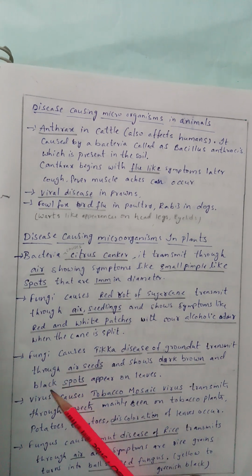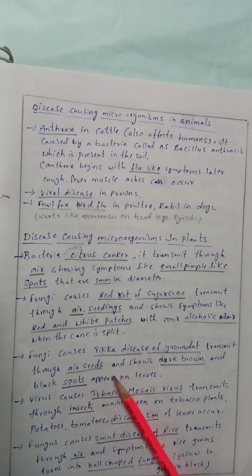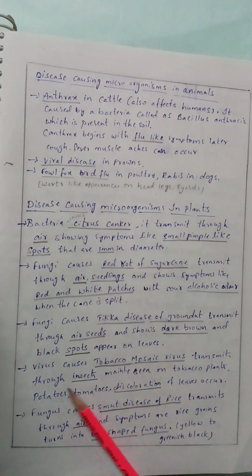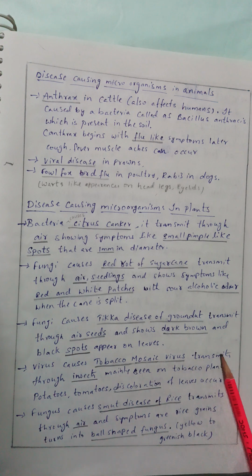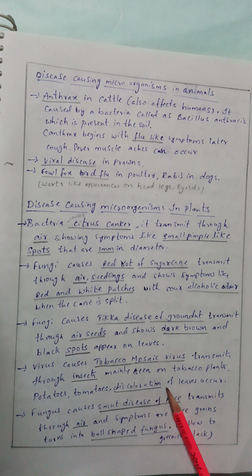Fungi cause Tikka disease of groundnut, transmitted through air and seeds, and shows dark brown and black spots on leaves. Virus causes tobacco mosaic disease, which transmits through insects and is mainly seen on tobacco plants, potatoes, and tomatoes, where discoloration of leaves occurs. Fungus causes smut disease of rice, which transmits through air, and the symptoms are rice grains turning into ball-shaped fungus, yellow to greenish black.